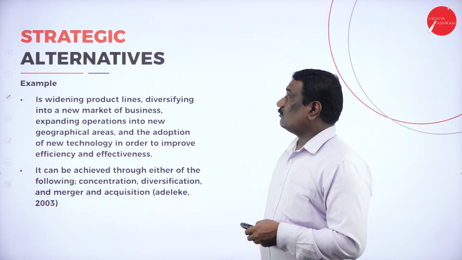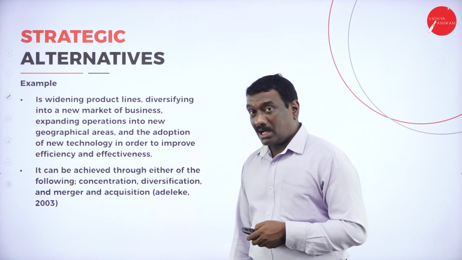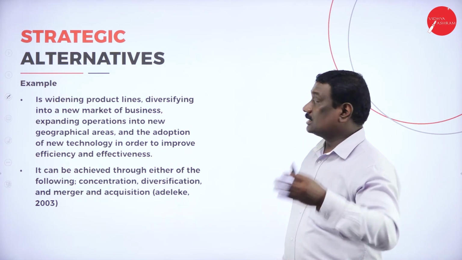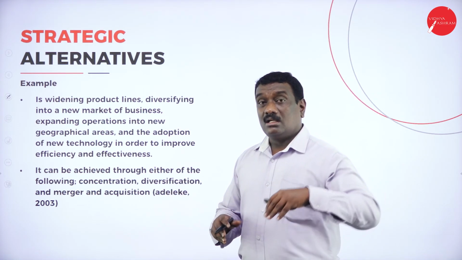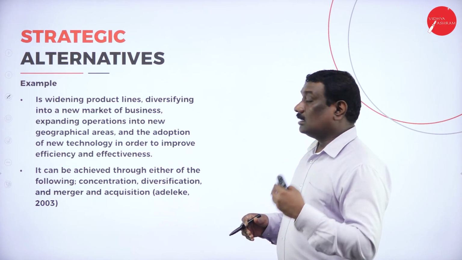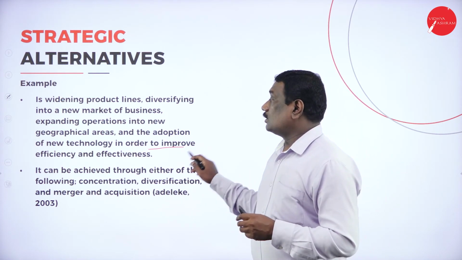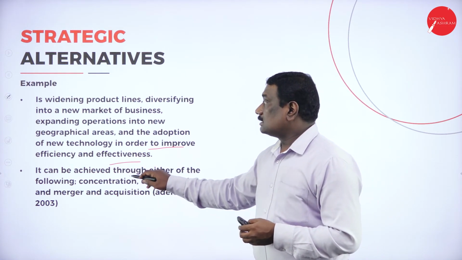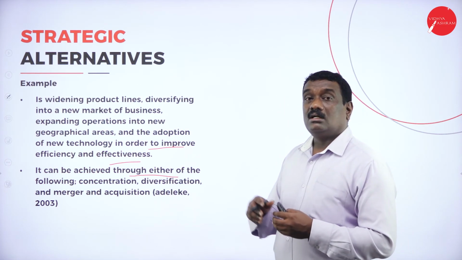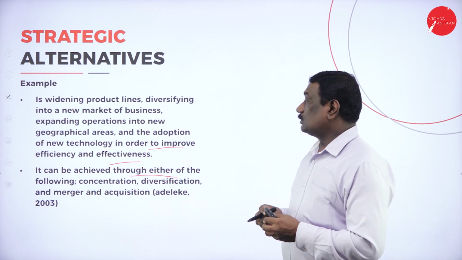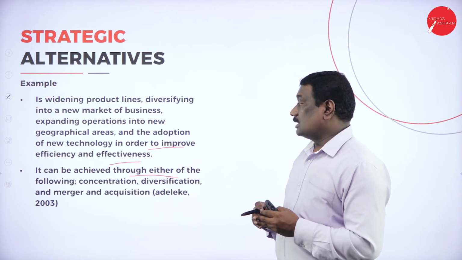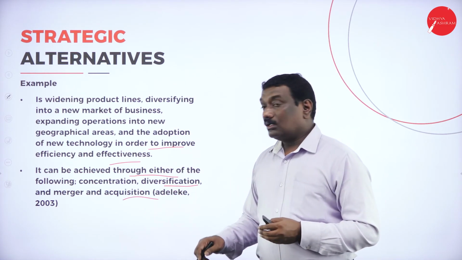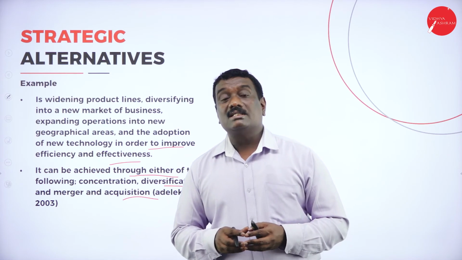Examples are widening product lines, diversifying into new markets or businesses, expanding operations into new geographical areas or locations, as well as adopting new technologies, taking away old technologies which are outdated, in order to improve the efficiency and effectiveness of the product lines. Now this strategy, we call it the growth strategy, can be implemented through concentration, diversification, and merger and acquisition. So this is how the expansion strategies can take place.